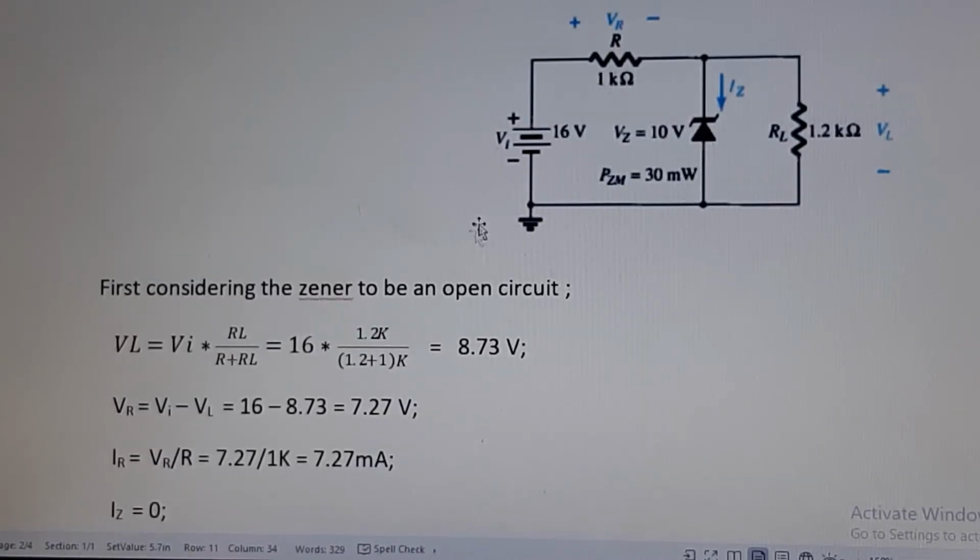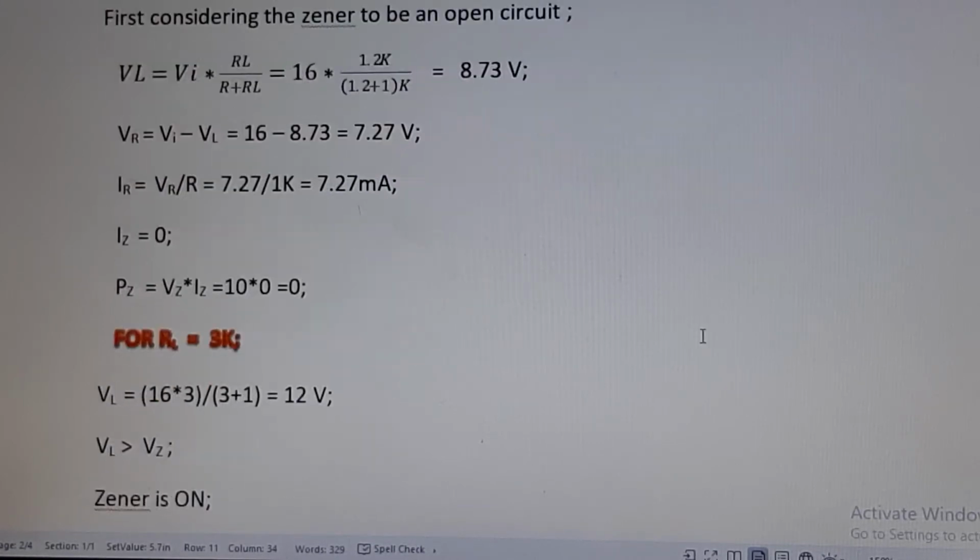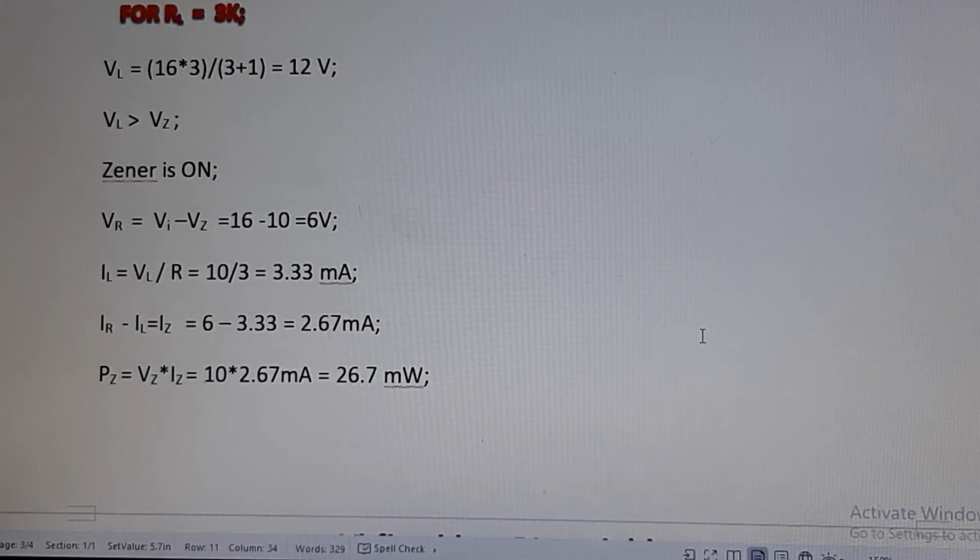If we apply KCL, we can see that the current IR is entering this point and IZ and IL are leaving. So if we apply KCL, we can solve IZ is equal to 6 minus 3.3 milliampere, which is equal to 2.67 milliampere. By this we can also identify PZ, that is VZ into IZ, and PZ will be 26.7 milliwatt. So we have finished this.